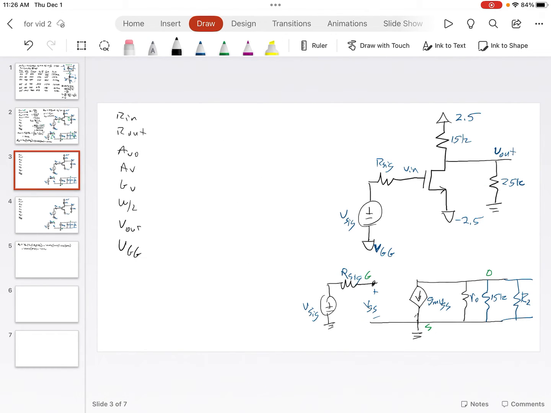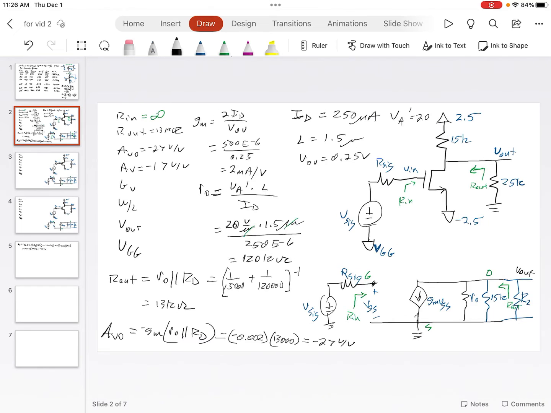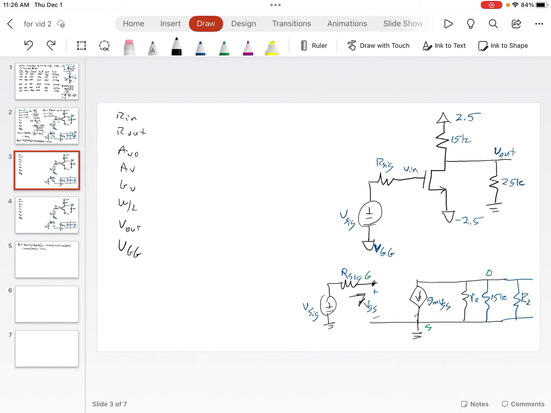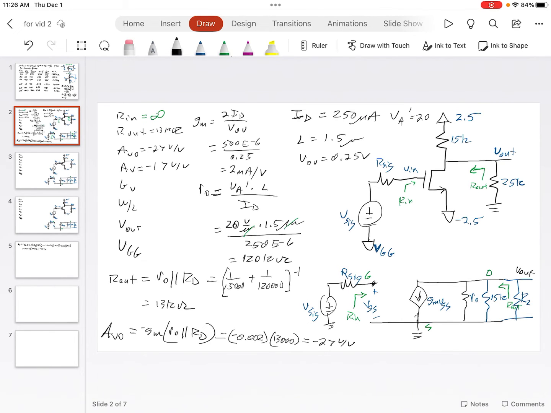Now, if we'd like to know GV, well, GV will be the same as AV because this is an open circuit right here. We have infinite input resistance, and that makes it so that AV is equal to GV, or GV is equal to AV.